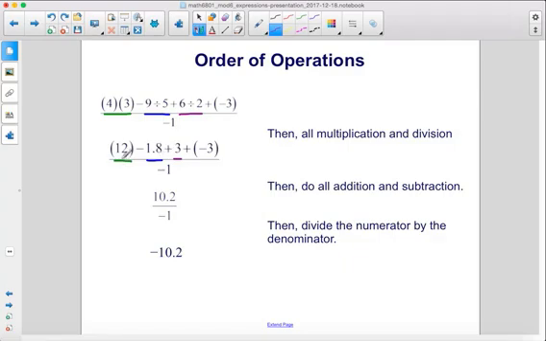And now here, we just have some addition and subtraction to do. Those all add up to 10.2, and we still have this negative 1 in the denominator. But when you divide 10.2 by negative 1, you just get negative 10.2.